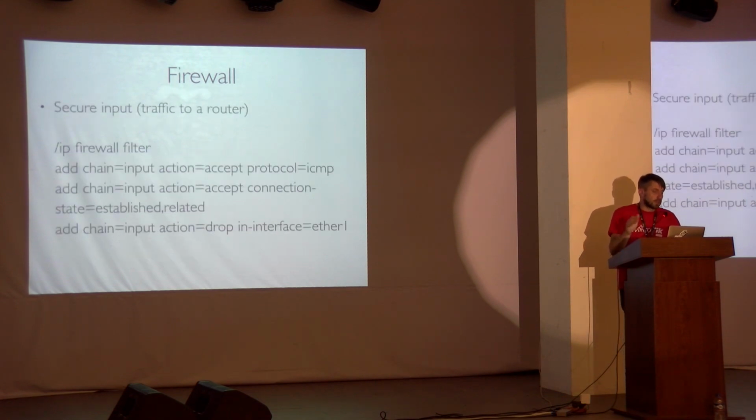As I said, there are 3 chains, and the first chain is input. To secure access to your router, you can put in some configuration rules. The first rule is accepting pings to your router from any network. Then we set it to accept established and related packets.